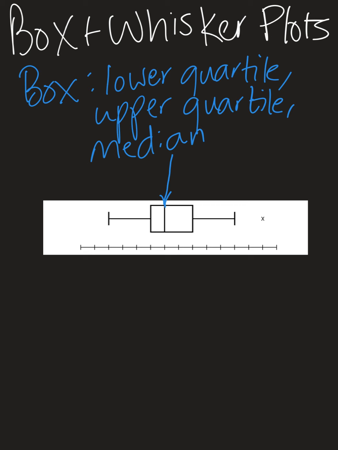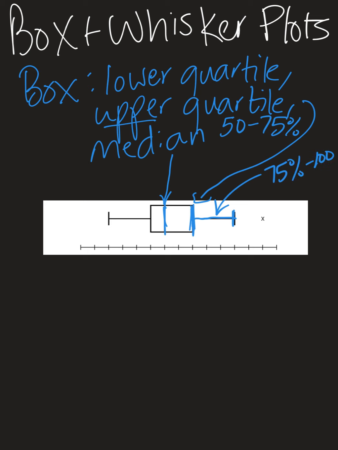Okay? And then our upper quartile, upper, means this represents the top 50%. From the median up to the edge of the box here, this is from 50% to 75% of the data, okay? So it's the 50th to 75th percentile of the data. Now our whisker here is the rest of our data. So this right here represents the 75th percentile to the 100th percentile.